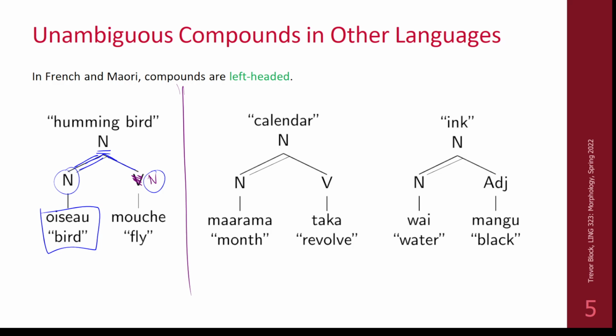In Maori, we have a really interesting example like calendar. Calendar comes from the words month and revolve. Calendar is a noun, month is a noun, and the verb revolve is giving it meaning. So it's a month that revolves. In other words, a full revolution of the month cycle to get calendar, which I think is really interesting. So meaning comes from month rather than revolution. And then water black gives us ink. We can see here the categories N. Ink is a type of water, a type of liquid. So the left side is the head here.